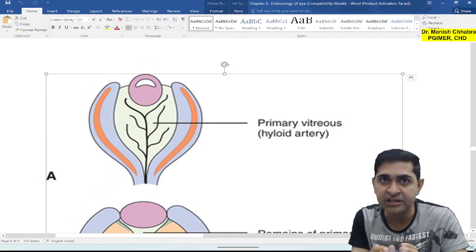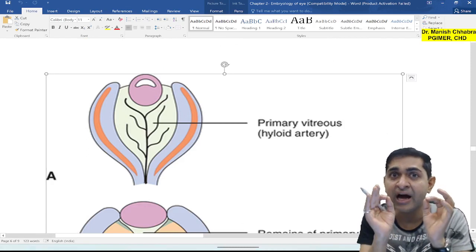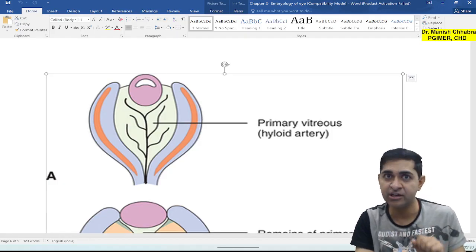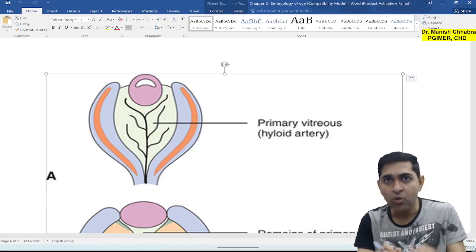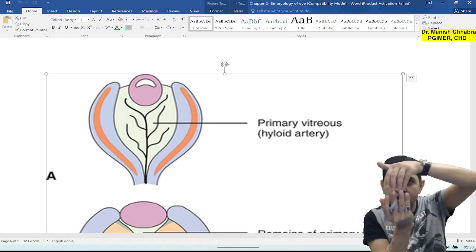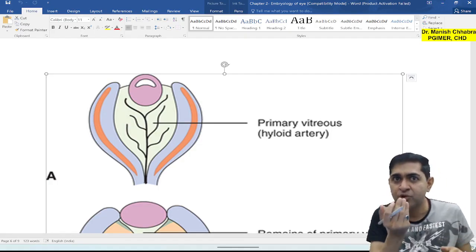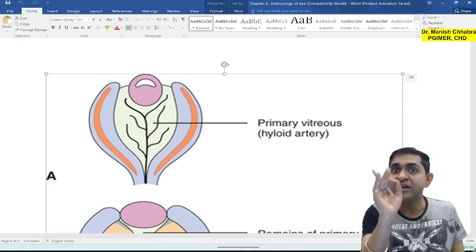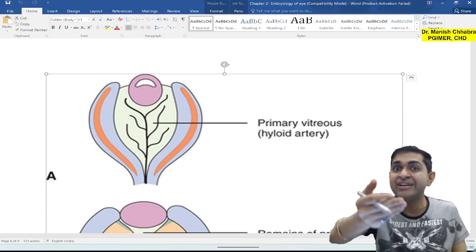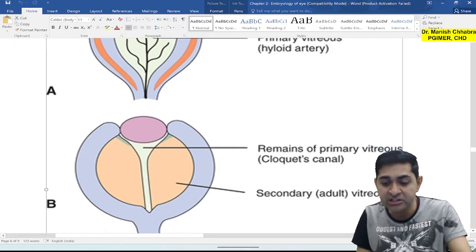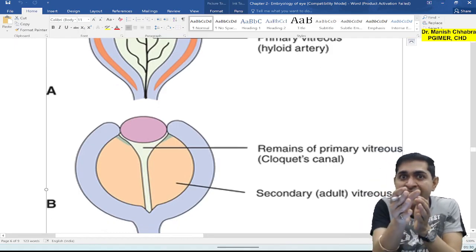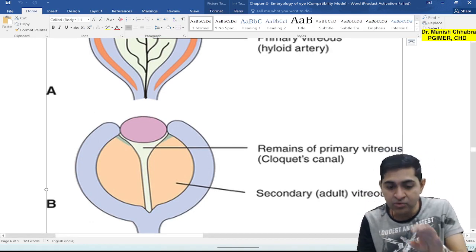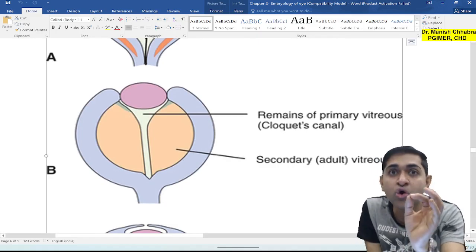So the hyaloid artery, if it remains, if it fails to resorb, is the primary hyperplastic vitreous. Once the cup is closed with the lens posteriorly, the hyaloid artery has to resorb. But when it fails to resorb, it is PHPV. But when it resorbs, there is a remnant of a canal in which the hyaloid artery was passing. That canal, as you can see in the B image, is your Cloquet's canal.